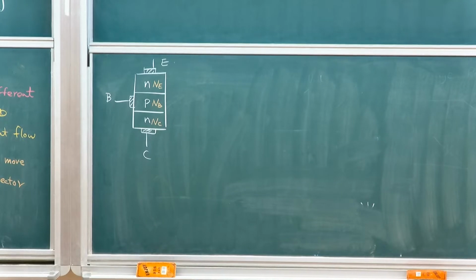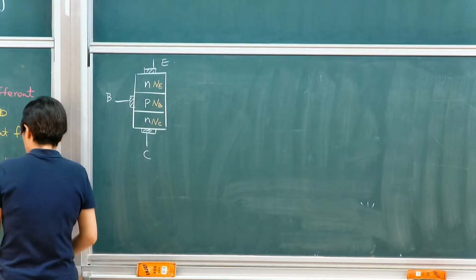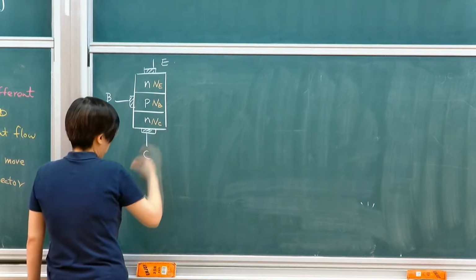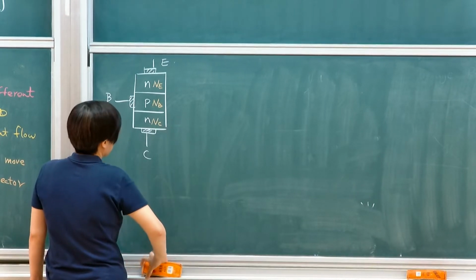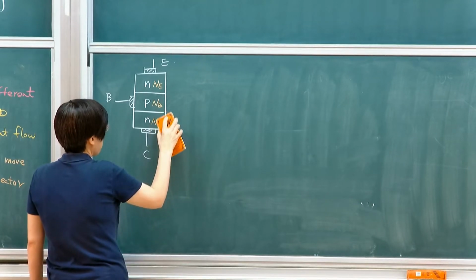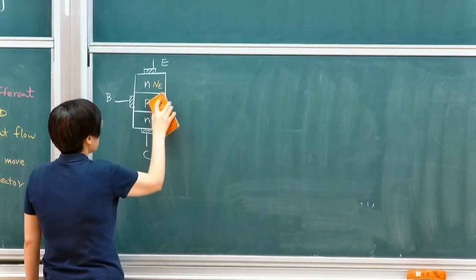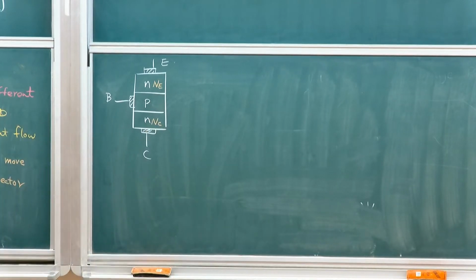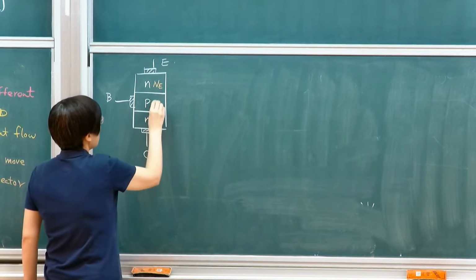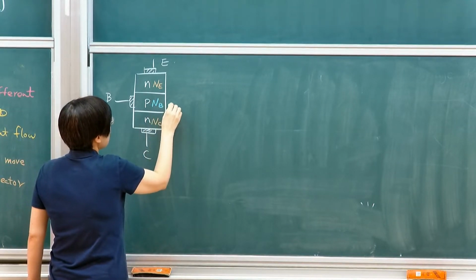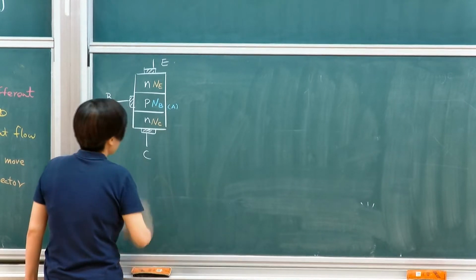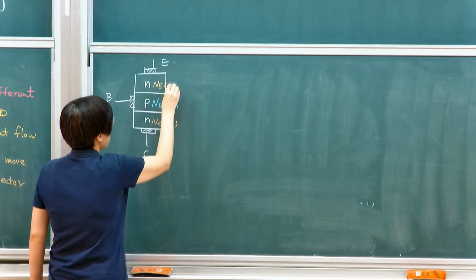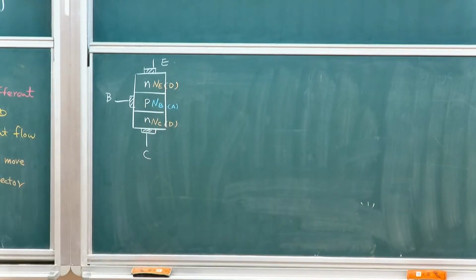Or if I want to be more specific, this will be donor type. Let me use a different color. NB, this will be an acceptor. These two are donors.